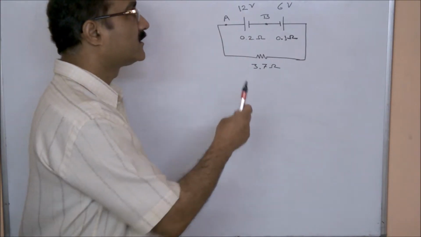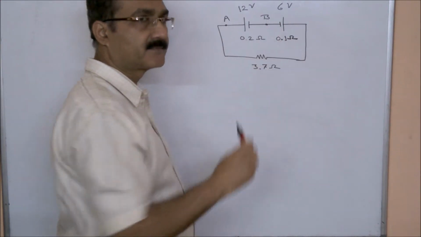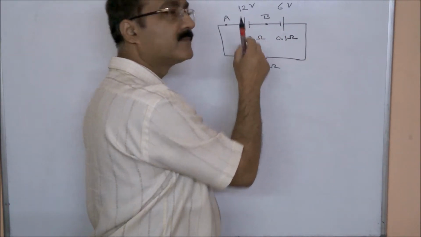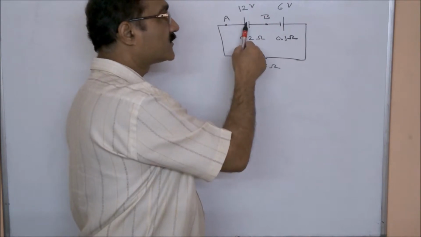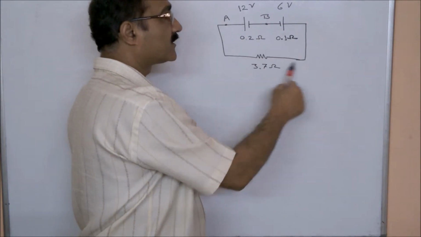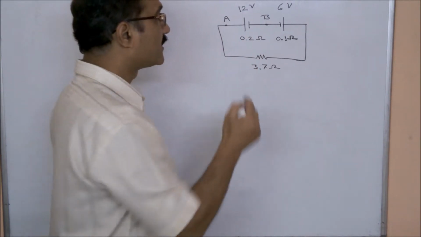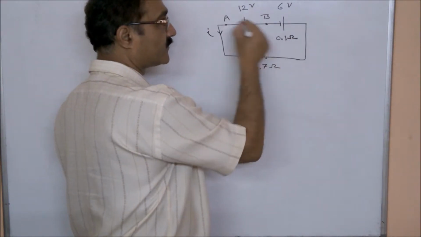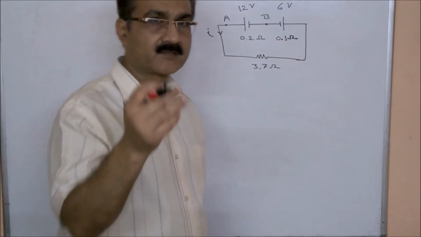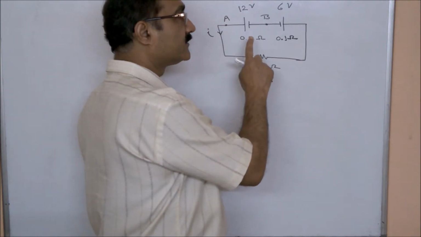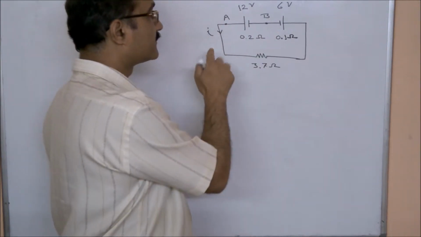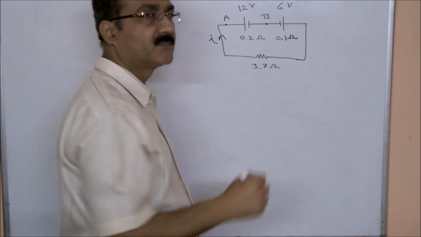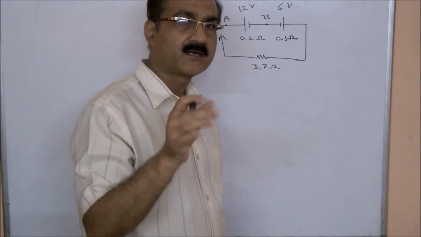See, in this circuit, there are two cells. This is 12 volt, this is 6 volt. Its EMF is higher, so this will control the current in the circuit. So the current will flow here in this direction, anti-clockwise direction. Now let me add here that even if you assume that the current is flowing in the opposite direction, you will get the same answer, the correct answer.